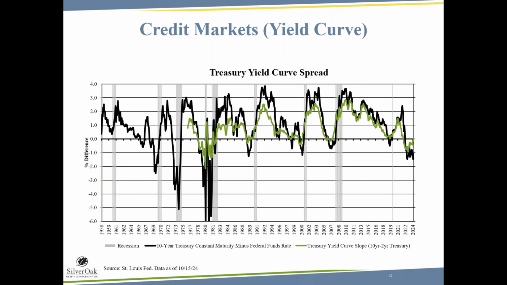So now we look at the credit markets part of the dashboard, and one of the components is the yield curve. We've talked about this for a number of quarters, that essentially it's been inverted. Now, one of the measures has actually become uninverted, meaning it has a slightly positive slope, and that would be the 10-year versus the 2-year. What's still inverted is what the Fed watches more closely, which is the Fed funds rate versus the 10-year.